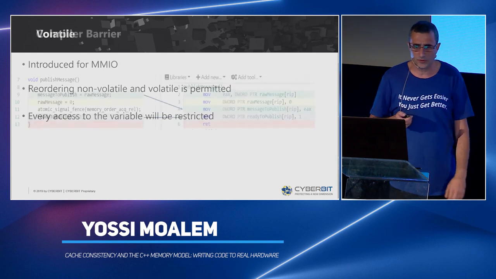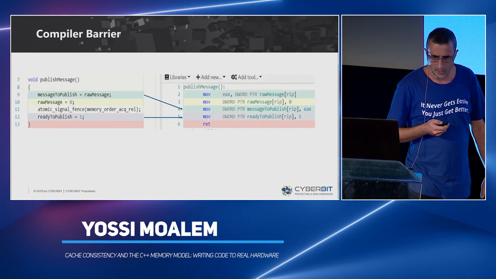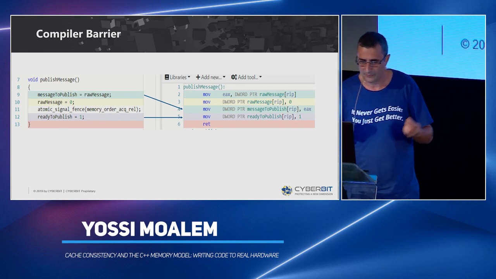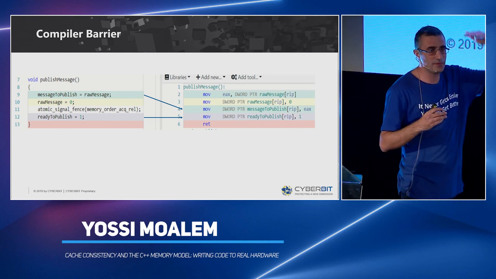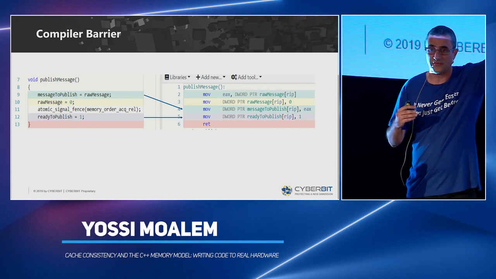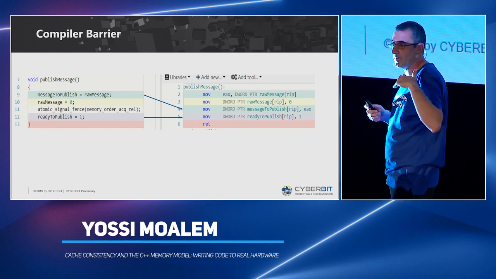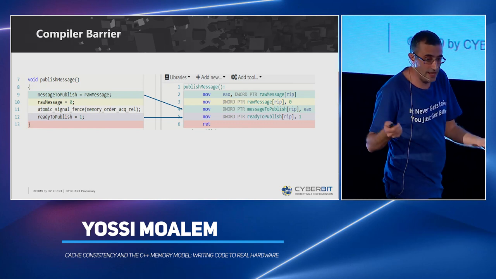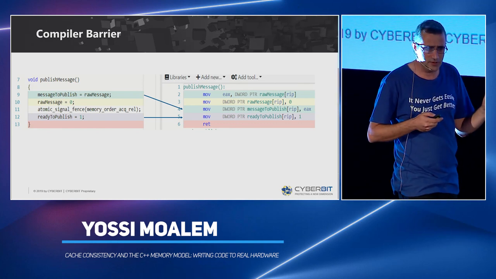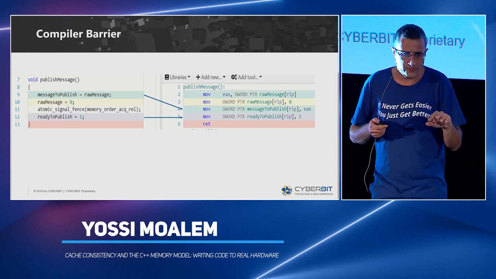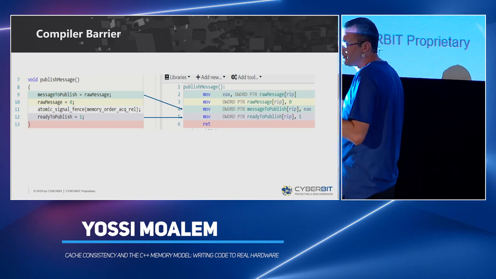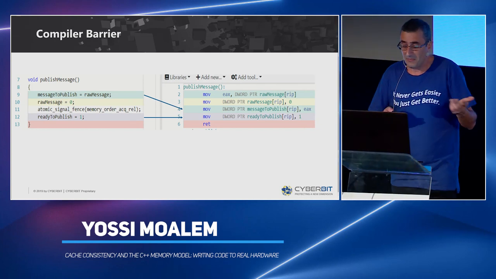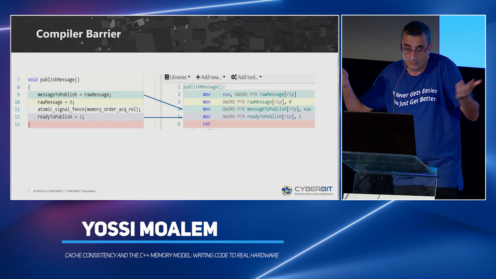So the real solution for this is to use a memory barrier. The memory barrier is this line in the middle that says atomic signal fence. What it means is everything above the fence has to remain above the fence, and everything below the fence has to remain below the fence. As you can see, the order now is correct. If you notice very closely, we first nullify the raw message and then put message to publish. But it's really not that important, because who cares?